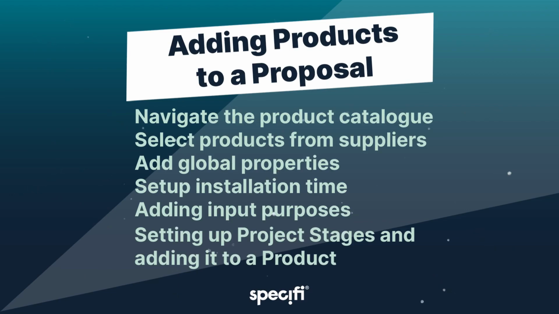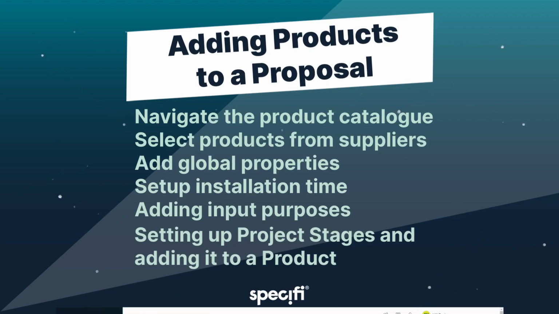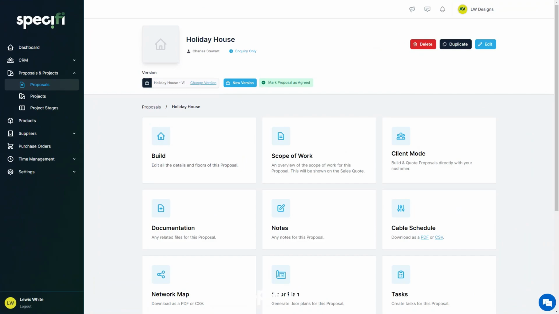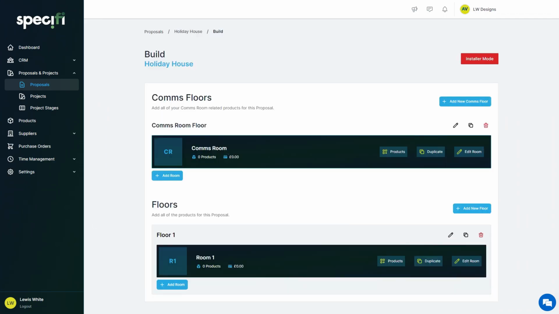So, carrying on from our previous video on how to create a proposal, we're going to start here today. Just a reminder that a proposal on Specifi is anything that is not yet a confirmed project. As you can see, I have already created a proposal, which created a floor and a comms room. My rooms are currently empty, as I have not yet added any products to the project.